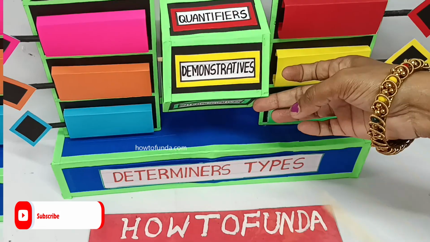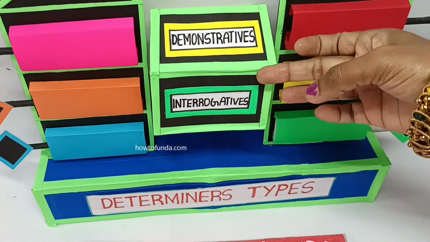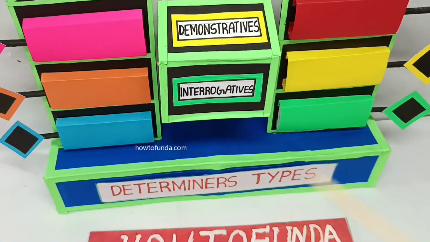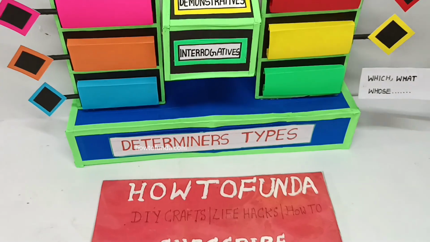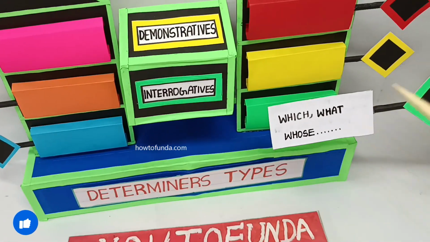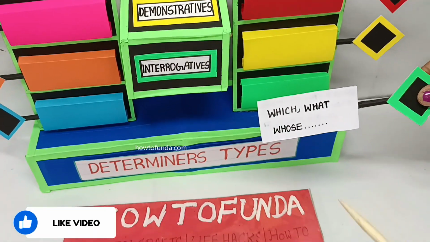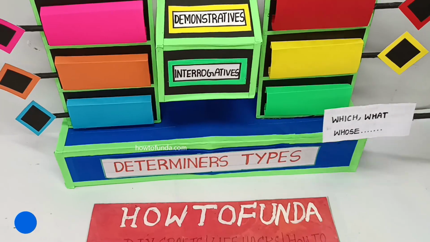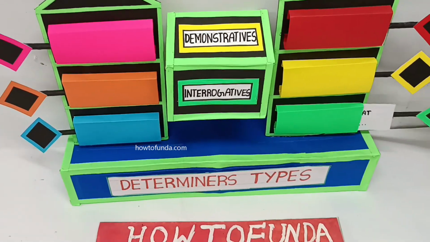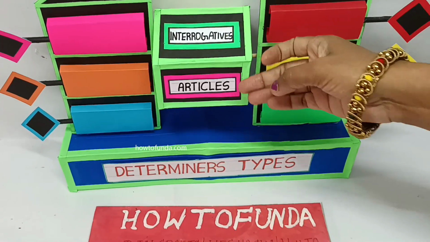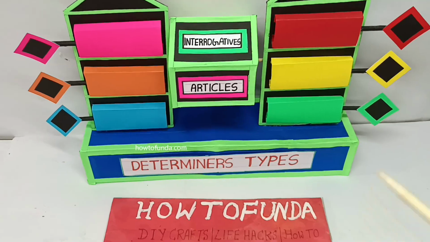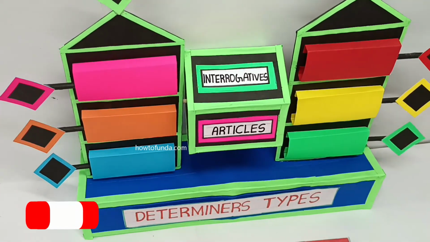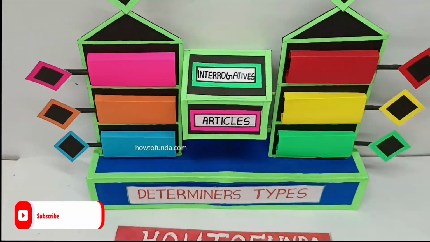And the next one is interrogatives. Here, interrogative means we use the question mark. It is which, what, whose. These are some of the determiners we use as various types. So these are the 6 determiner types we normally use in English grammar.